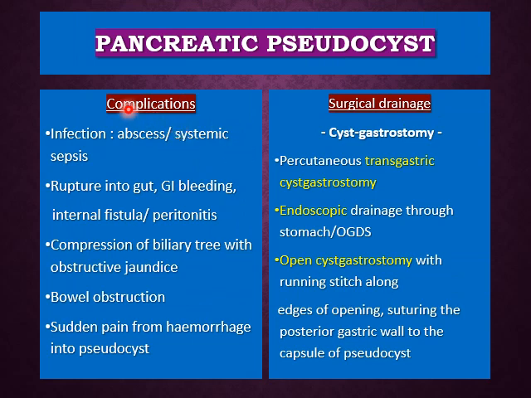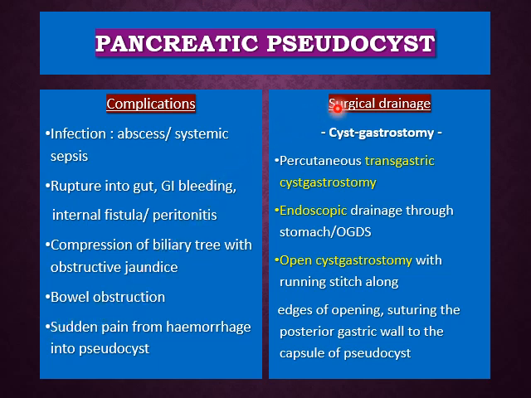So we come to the complications and surgical treatment of pseudocyst. Okay, the complications include infection leading to abscess formation and septicemia, rupture into the gut, leading to GIT bleeding, internal fistula, and peritonitis. The cyst, when large, can cause compression of the biliary tree with obstructive jaundice, or bowel obstruction due to external compression by large cysts, and sudden pain from hemorrhage into the pseudocyst. Patient can suddenly bleed into the pseudocyst, causing severe pain and shock.